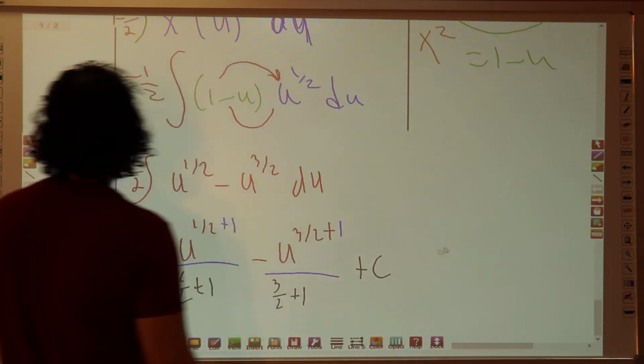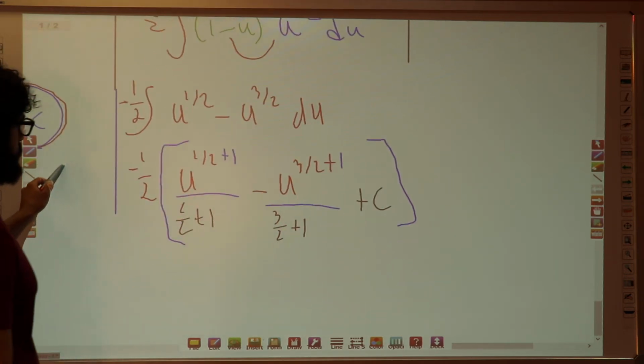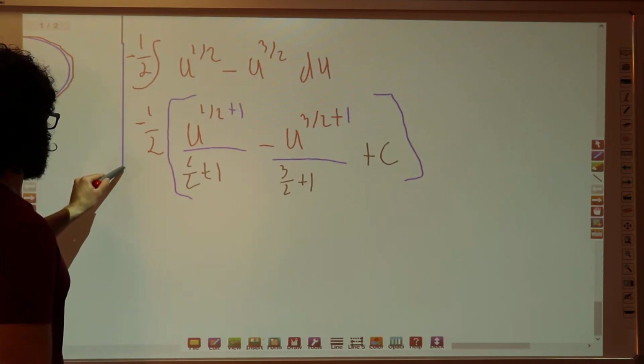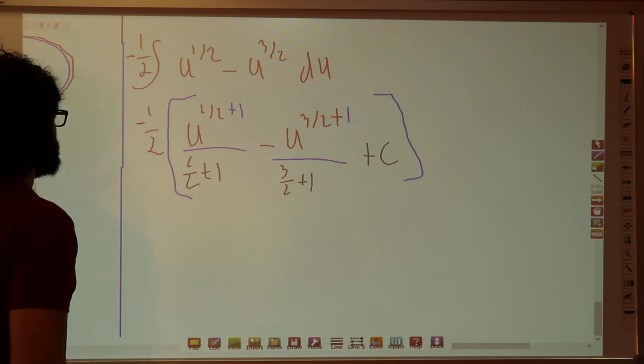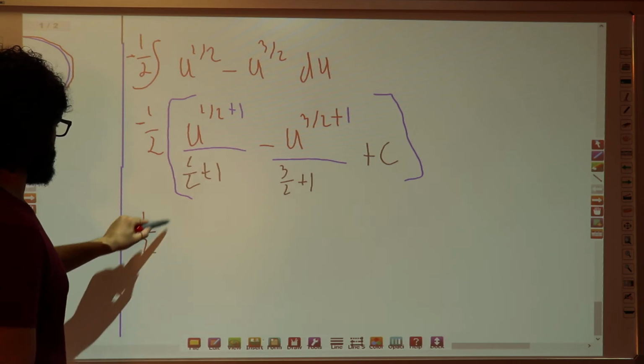Let's see, but hold on one second. I'm going to put a bracket here from the beginning, because the negative half comes to the all. Hold on, I'm going to move the board. Leave the negative half and keep the bracket. Be organized.